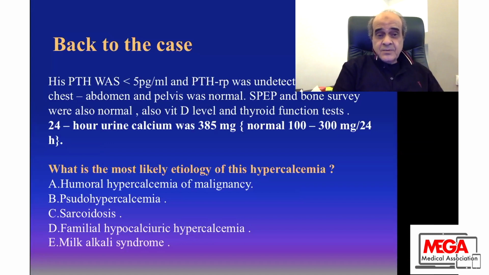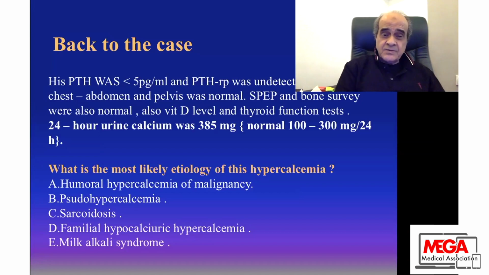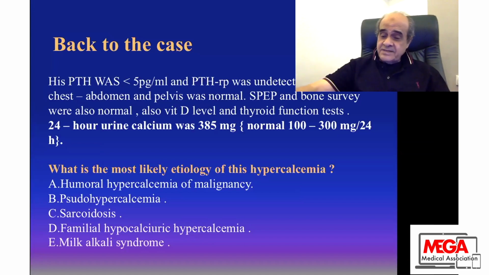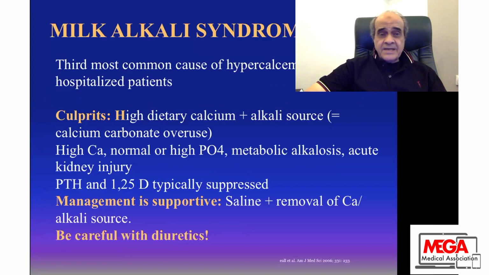Is it humoral hypercalcemia of malignancy, pseudohypercalcemia, sarcoidosis, familial hypercalcemia, or milk alkali syndrome? I think, as I said, it is milk alkali syndrome. The patient suffers from reflux and takes calcium carbonate as a treatment of this acid state. Milk alkali syndrome is the most common cause of hypercalcemia in hospitalized patients.